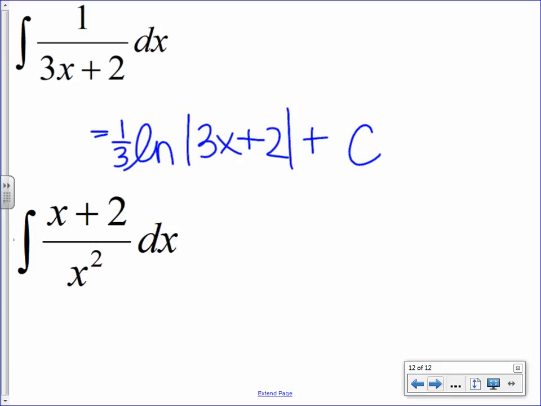Plus example. Oh, no. Yeah, we can just divide it out. Break it up.